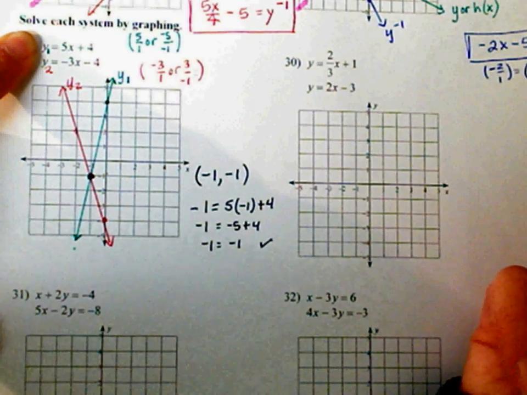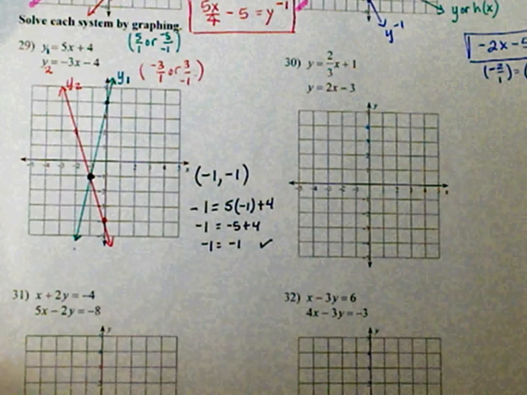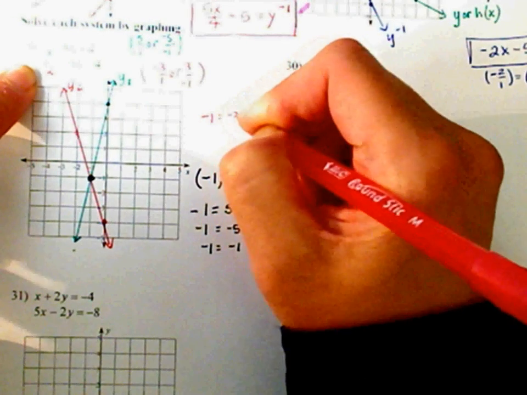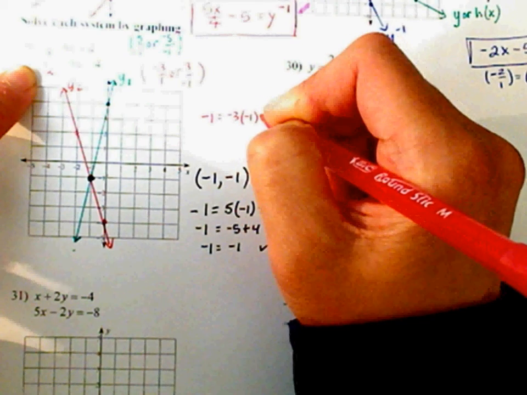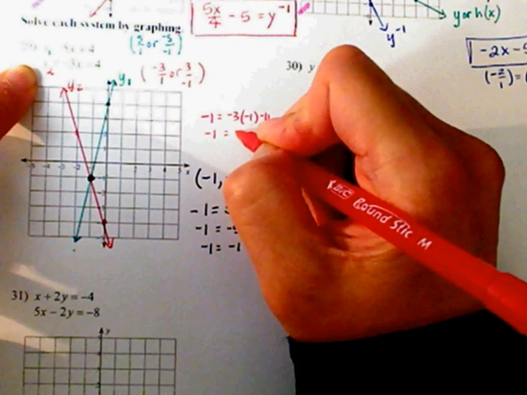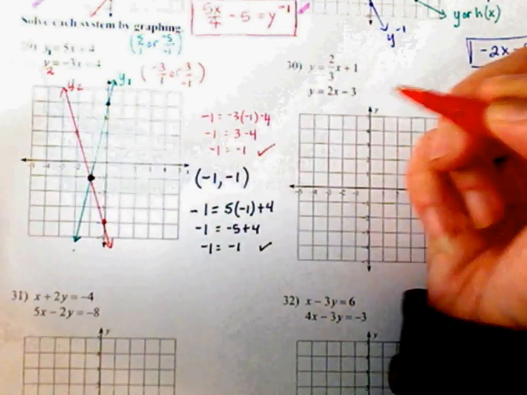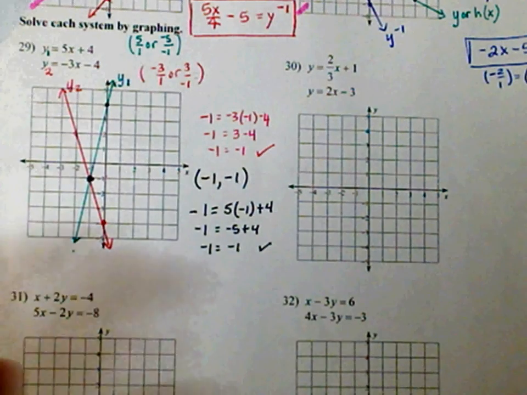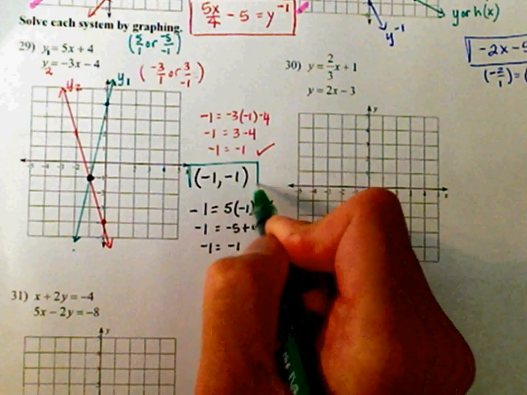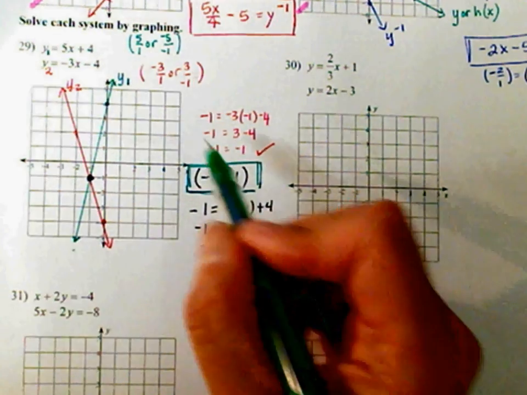Okay. Try it for the second one. Let's do that one in red. So you have negative 1 equals negative 3 times negative 1 minus 4. Okay. Negative 1 is equal to positive 3 minus 4. Do you see why that works? It just means that when I plug in x and y, right here, it's going to work for both of them.